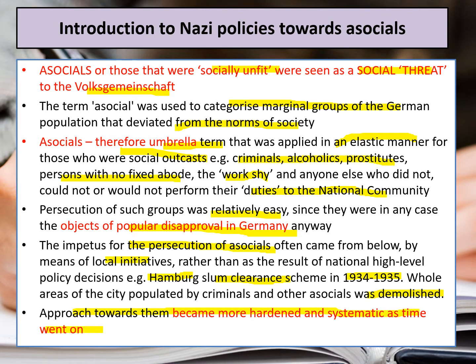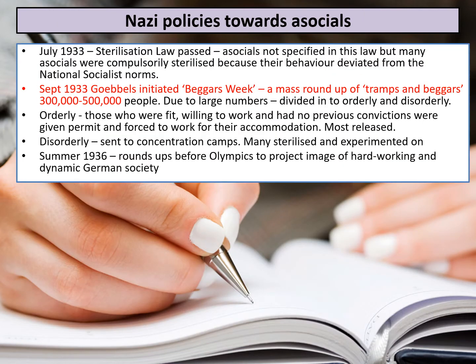So that was just a bit of an overview of who we mean by asocials and what the policies were like. Now we're actually going to look at what they did to these groups of people over time. So to start off with, the Nazis began persecuting people that were asocials immediately after they came to power. So remember that Hitler becomes Chancellor in January 1933.